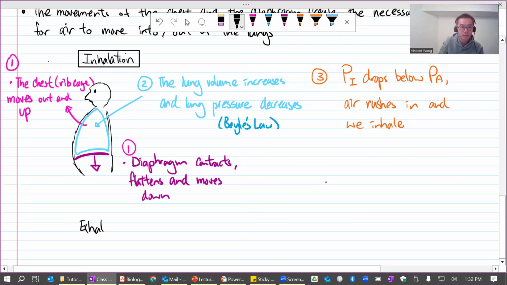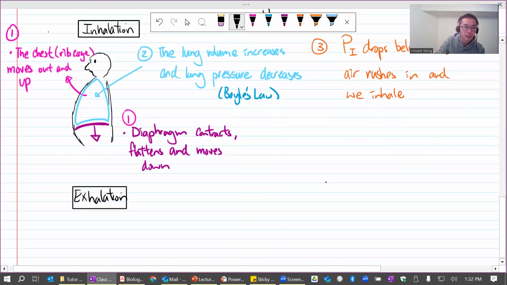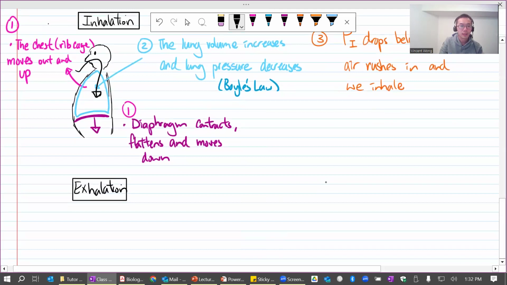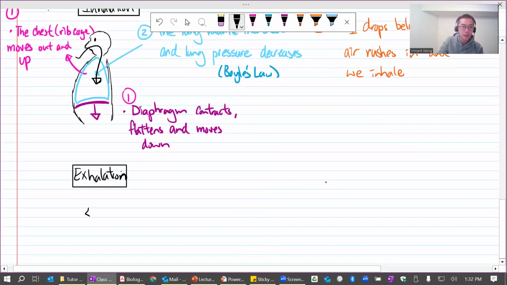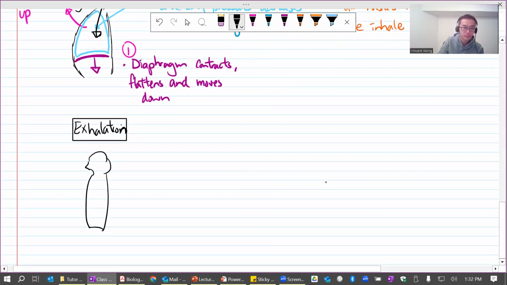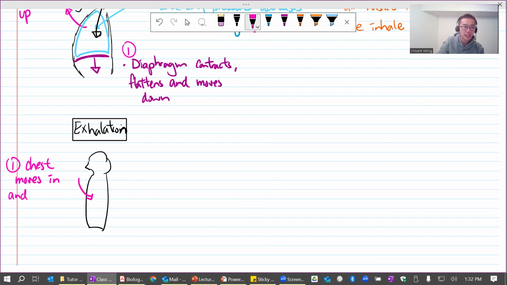Okay, so for exhalation now. Exhalation. Right. So I guess here I'll put the air goes into the lungs. Oops, through the nose. Now for exhalation, it is the other way around. And again, this is exaggeration. You can probably write the whole thing yourself. Right? Number one, the chest moves in and down.